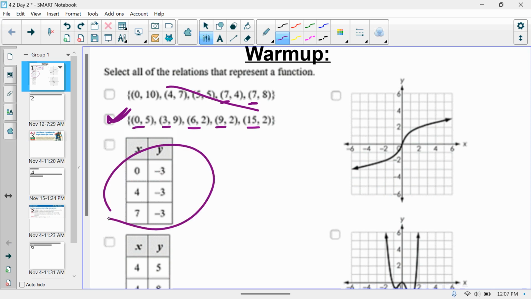What about this one? Give me thumbs up if that's a function, thumbs down if it's not. Everybody should be voting. We should be thumbs up because there are no repeats in these x's. Each x is only paired with one y. It doesn't matter if the y's repeat, right? It's the x that's not allowed to repeat. So this is a function. We want to pick that one.